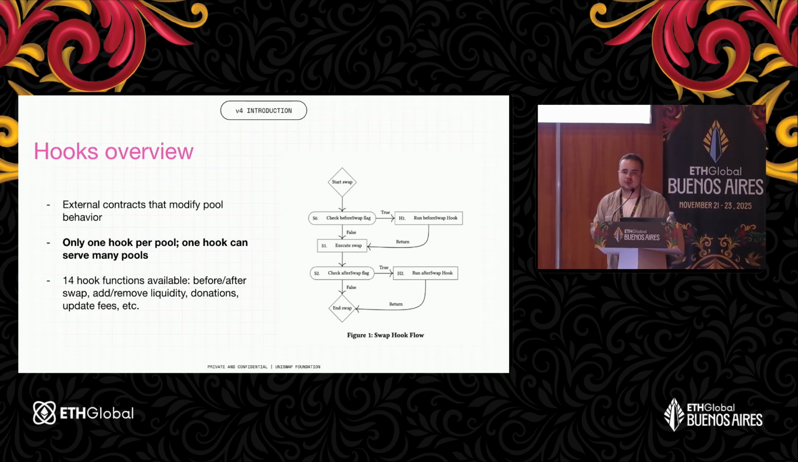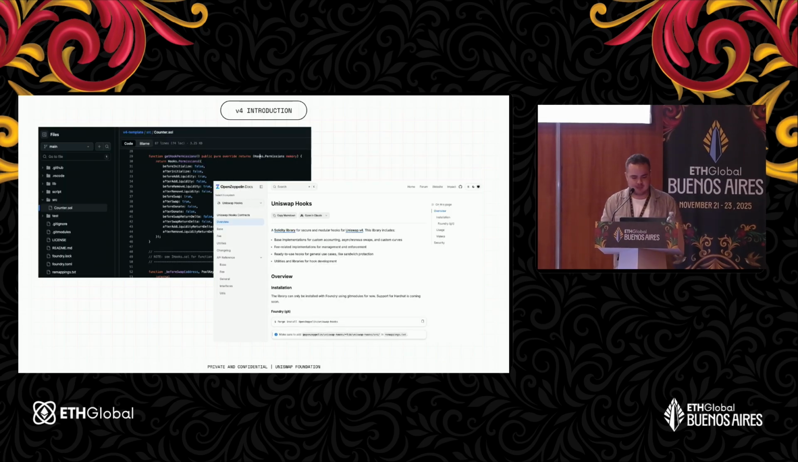Obviously, you can choose which ones to implement. In swapping, for example, you can implement only after, only before, or both, depending on what's useful for you. What else? Two main resources for building. You have the v4 template, a repo that gives you some templates and a base to build on top of. And the other really powerful tool is the OpenZeppelin Uniswap hooks library.